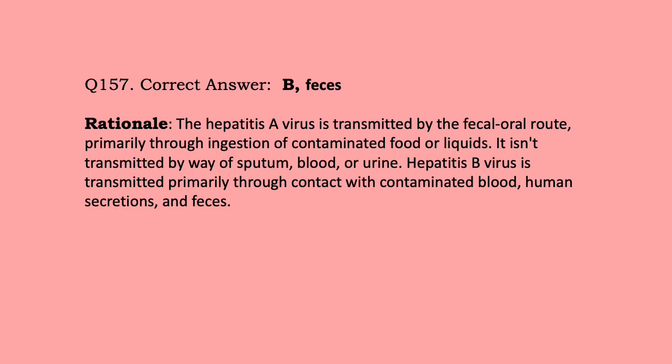Feces. Rationale: the hepatitis A virus is transmitted by the fecal-oral route, primarily through ingestion of contaminated food or liquids. It isn't transmitted by way of sputum, blood, or urine. Hepatitis B virus is transmitted primarily through contact with contaminated blood, human secretions, and feces.